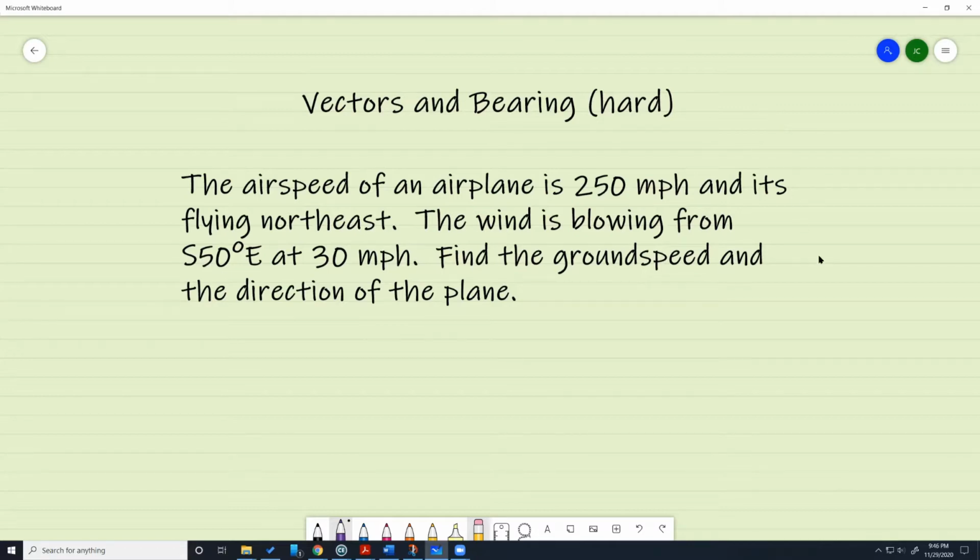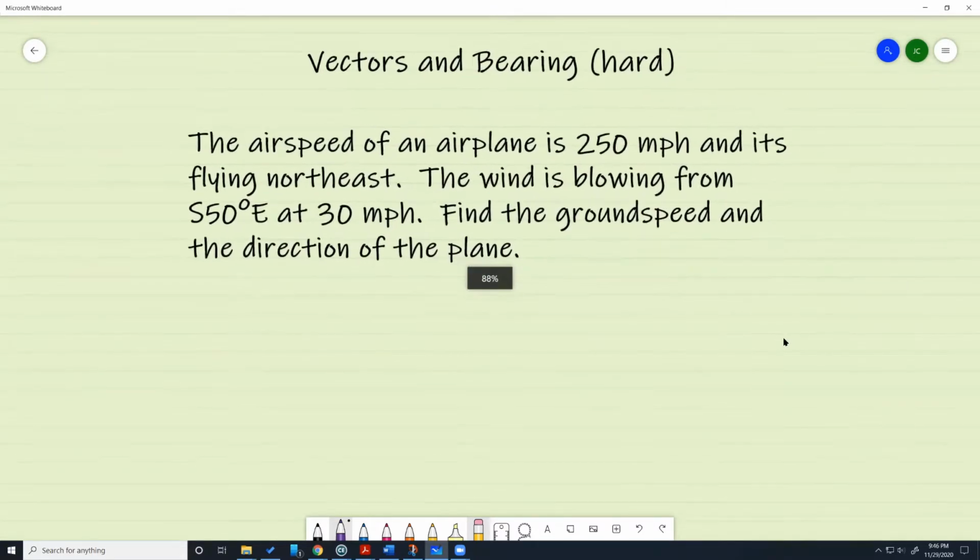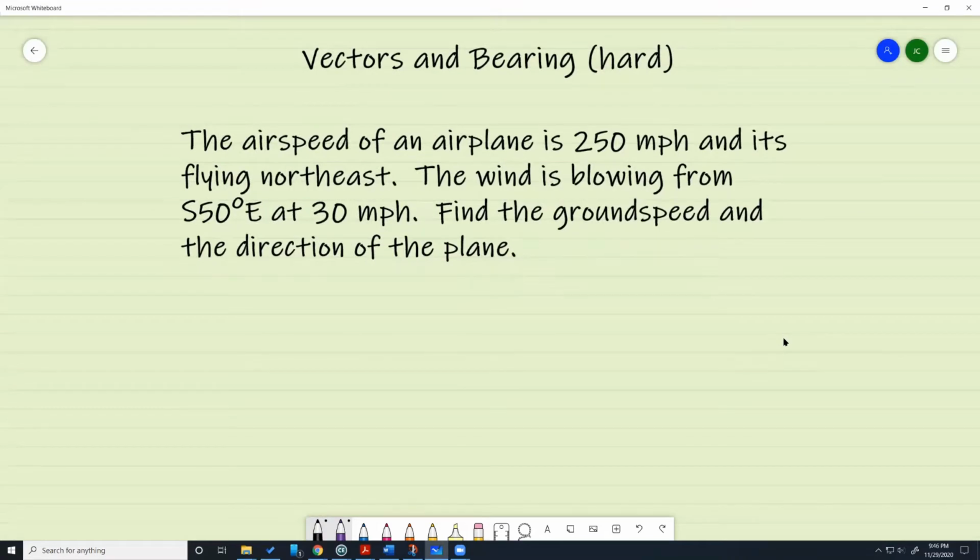So here we go. Let's get started. I'll show you how to set up this problem here. Airspeed of airplanes. Even before I draw the vectors, here's how these problems go. The airspeed is one vector, so we'll call that vector A. Then we have the wind, and the airplane is getting blown by the wind.